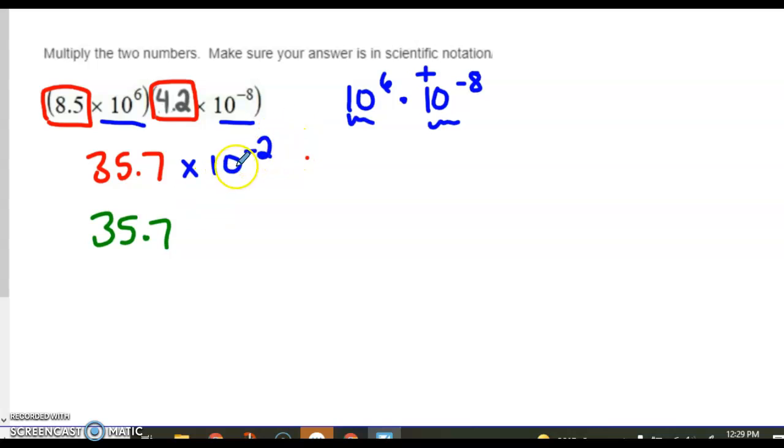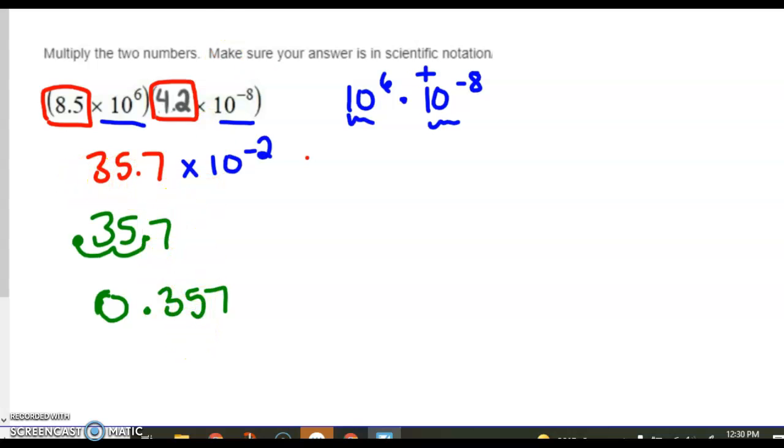35.7. And when you have times 10 to the -2, that means you're moving the decimal twice. And because that exponent is negative, when I move my decimal twice, I want to make the number smaller. So if I move the decimal twice this way, it would become a much bigger number. Instead, I'm going to move my decimal twice to make it smaller. So I could rewrite this as 0.357. That's how you could convert it from scientific notation to standard form.